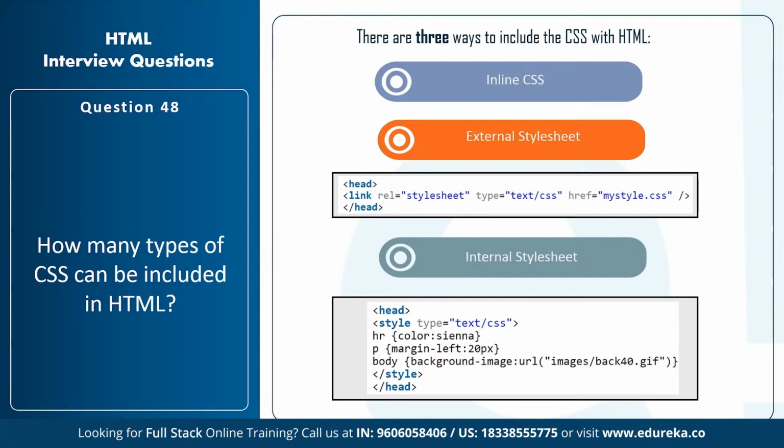So here is an example of how you can use the external style sheet. You have the link to your style sheet, and then you have the type as text/css, and finally you have the href where you are linking your CSS file. So you just have to insert your CSS file here in order to link it to your HTML.